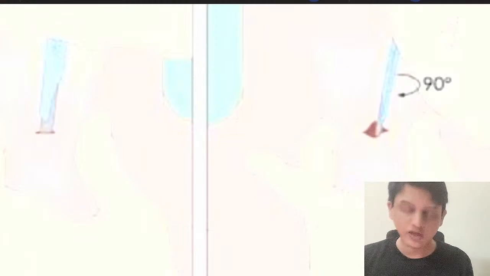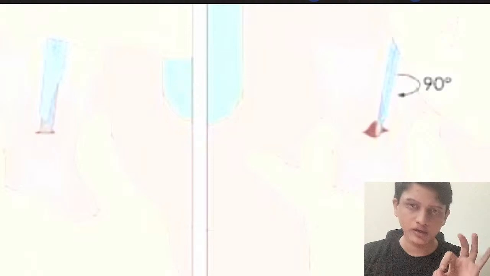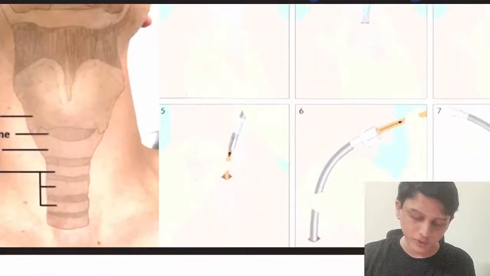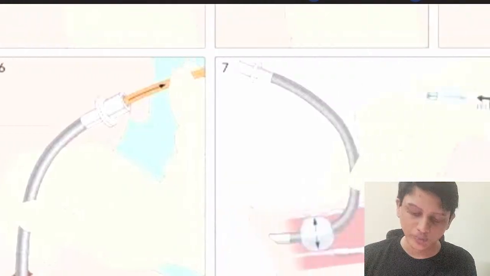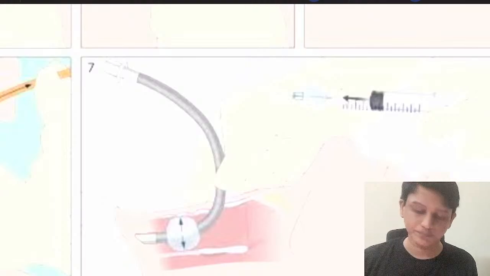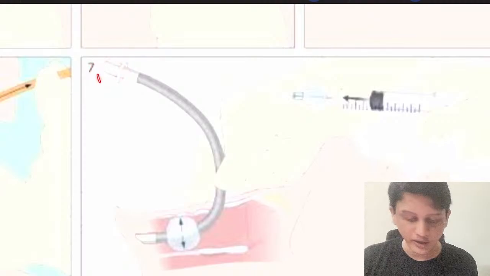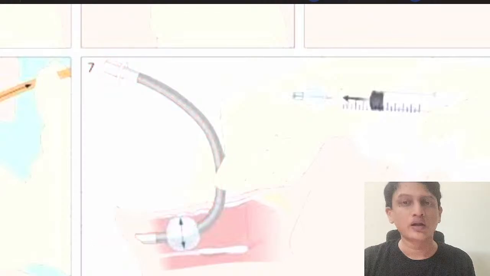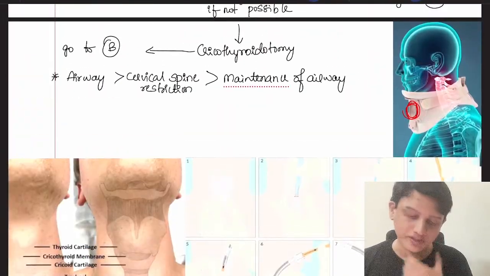If these things are not available, this is the definitive way of doing it. Make a nick and create a space there and put a tube like this. You get an endotracheal tube like this, and you can put it inside the cricothyroid membrane and secure it. Then that's how you can use the Ambu bag. You can connect here, or oxygen supply. You can connect here, which will directly go into the lungs. That's called cricothyroidotomy. Hope it's clear now.